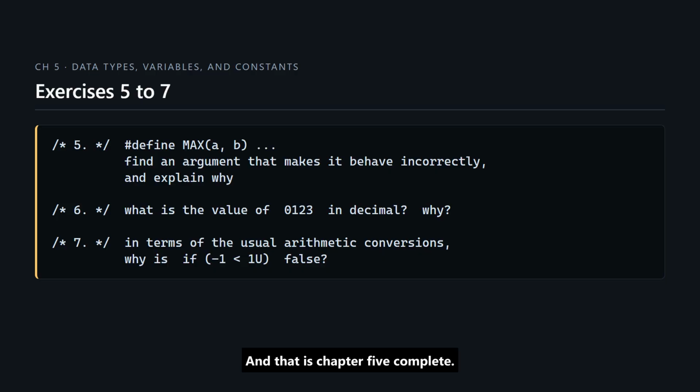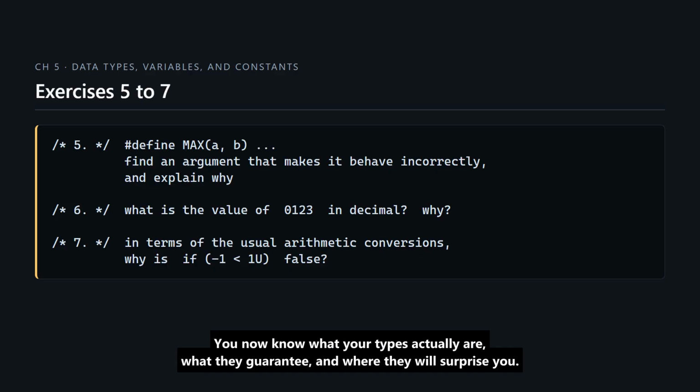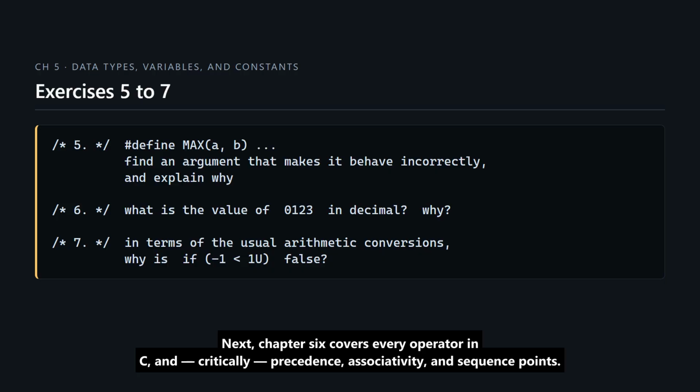And that is Chapter 5 complete. You now know what your types actually are, what they guarantee, and where they will surprise you. Next, Chapter 6 covers every operator in C, and, critically, precedence, associativity, and sequence points.